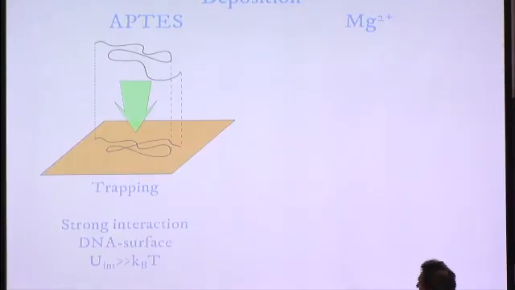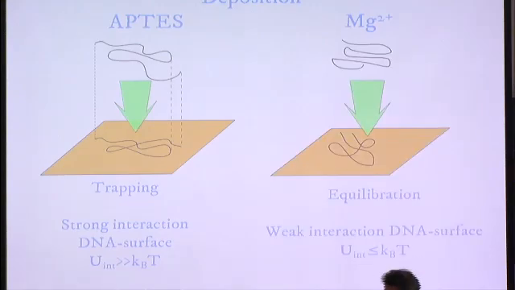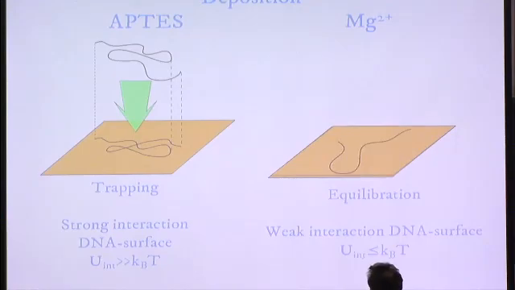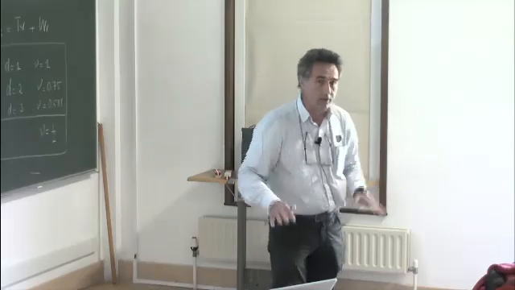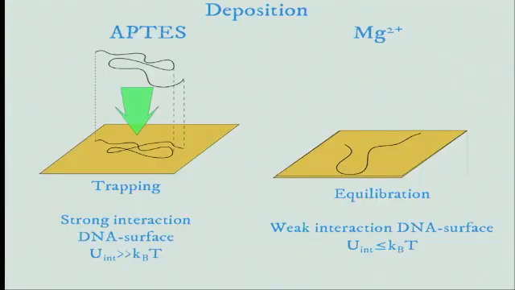But there are different ways to deposit DNA. One is strong trapping, meaning the surface is strongly positively charged and attracts the DNA strongly onto the surface. Or we can deposit it in a way that it can equilibrate in 2 dimensions. The interaction is weak, and as the DNA sits on the surface, it eliminates all the crossings and spreads out on the surface. So these are the 2 ways we can study DNA, and today I will speak mostly about this system.